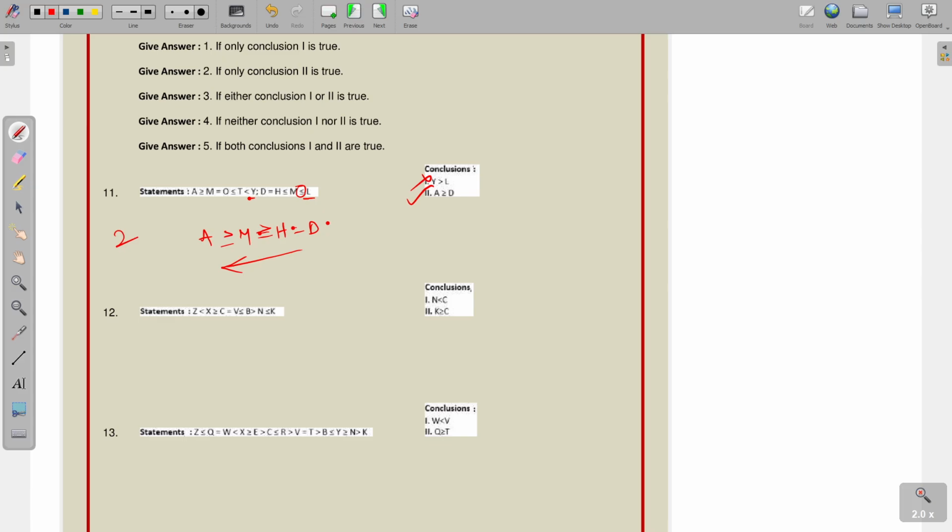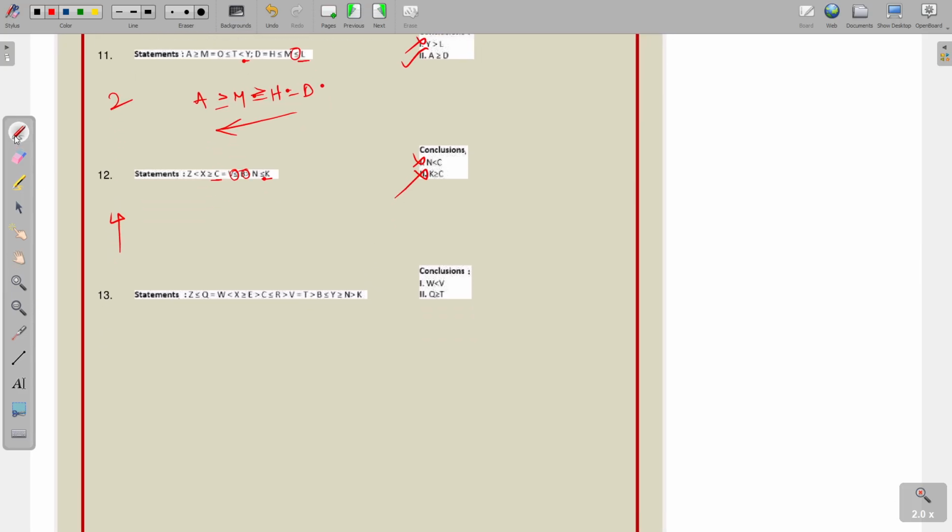N less than C. So, N here and C here. So, here both are opposite signs. First one is not correct. And coming to the second one is K greater than or equal to C. So, K here and C here. So, here opposite signs are there. This one is also not correct. Both 1 and 2 do not follow.